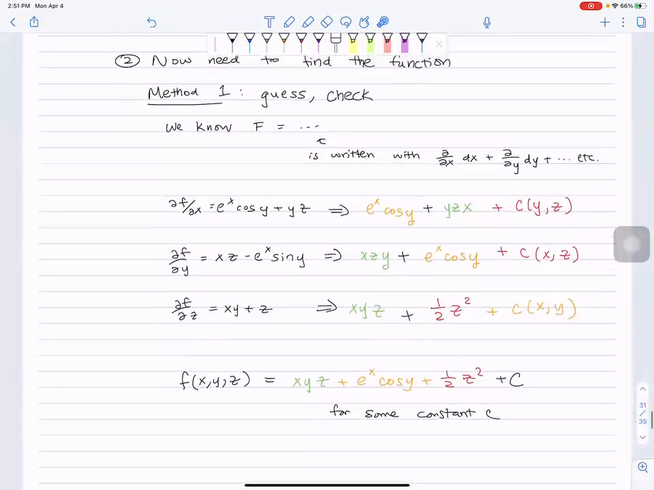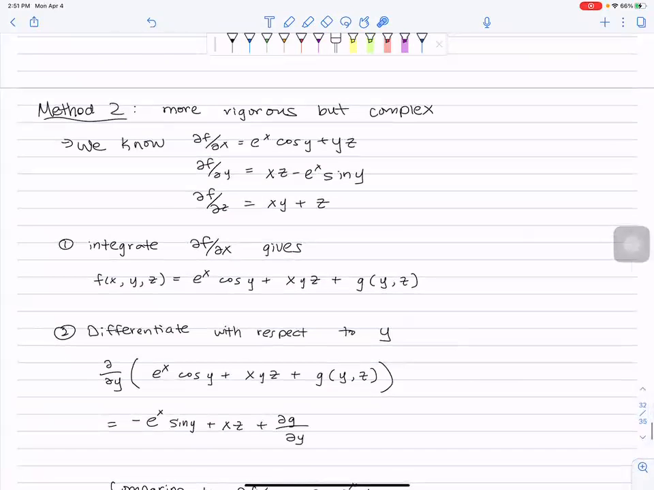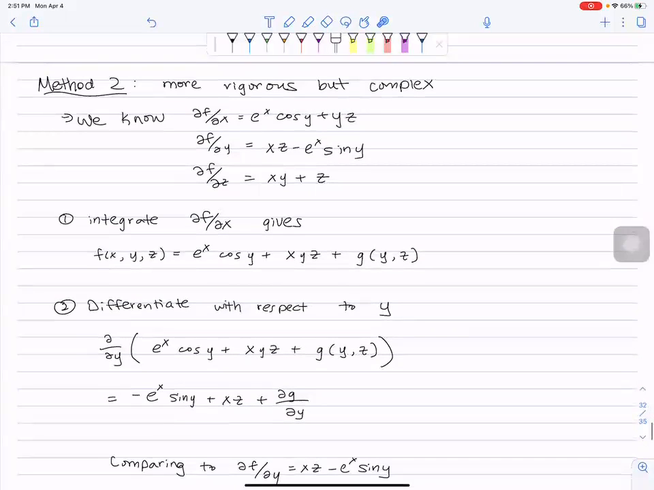Okay. Then the second method for finding the potential function is more work and takes a bit longer, but it's also more rigorous if you want a rigorous way. So if we start with one of our first partials, this partial with respect to x, we can integrate it and it'll give us e to the x cosine y plus xyz, plus we know it has to be something with y's and z's, because then when we differentiate it, it becomes 0 and we don't see it in our expression. So temporarily, this is our function in green.